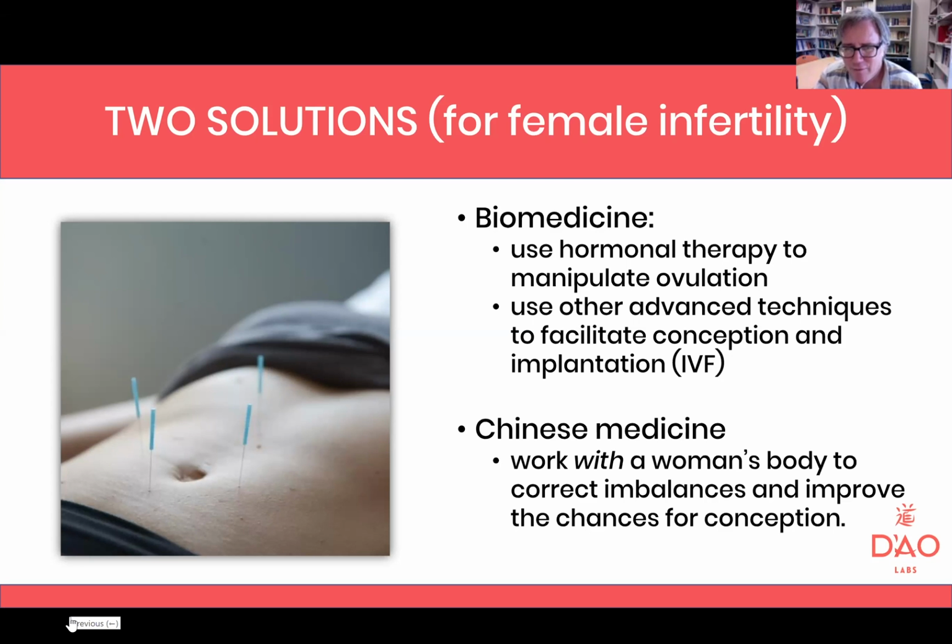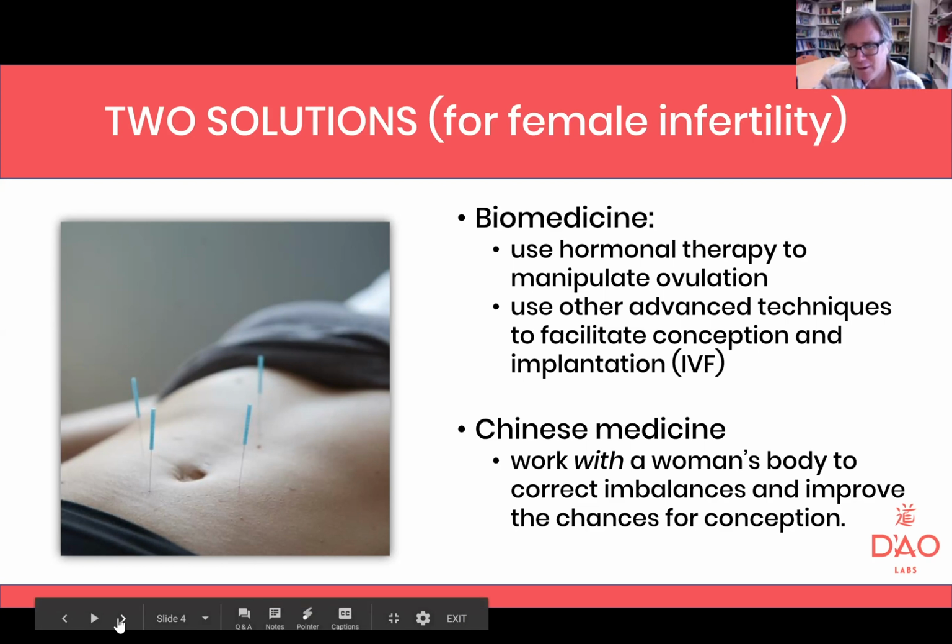And then if that doesn't work, then usually you step up to more advanced techniques to facilitate conception and implantation, and you're getting into things like in vitro fertilization, and those are often very expensive approaches. But the bottom line in biomedicine is that in some sense doctors are using drugs. This is, of course, in the case of female infertility, to take over a woman's body and try to take over that menstrual cycle and see if they can control it with the drugs.